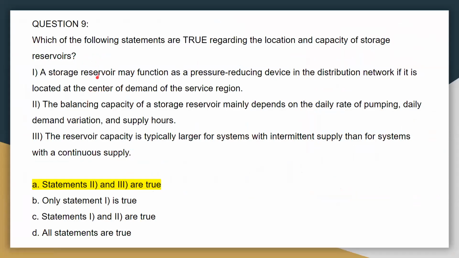Here, they're saying a storage reservoir may function as a pressure reducing device if it is located at the center of demand, which is not true. A storage reservoir will act as a pressure reducing device when it is located at the downstream of a high level source. When the source of water is at a high level, the storage reservoir will be located below that, so that it can act as a pressure reducing device. The remaining 2 points are correct.